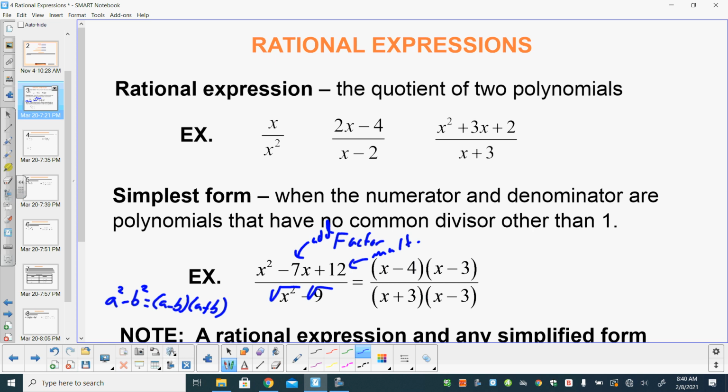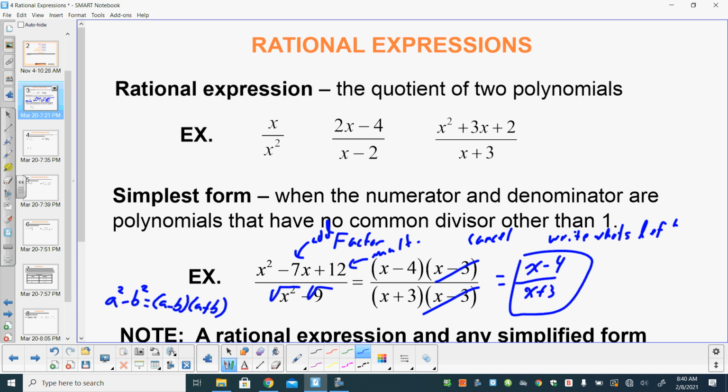Step two, you will then cancel. So what can I cancel here? I can cancel out the x minus 3s. And your last step is to just write what's left. So here I get x minus 4 over x plus 3. Got your answer. So factor, cancel, write what's left. That is it. It is simple, but it is a process.